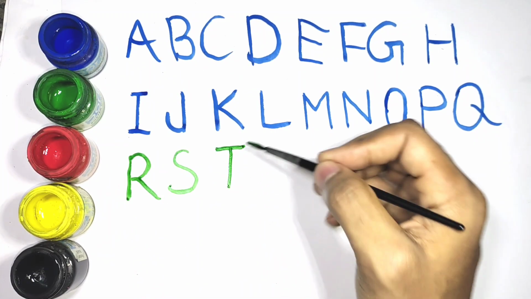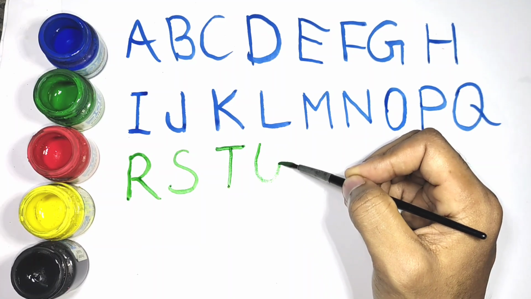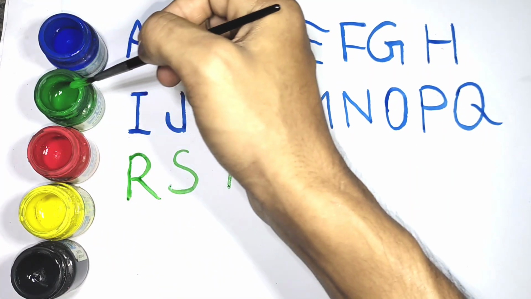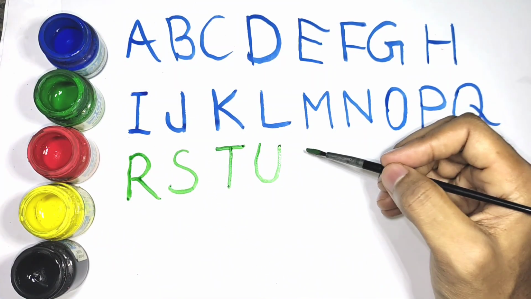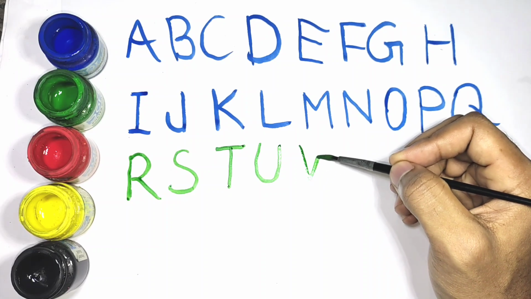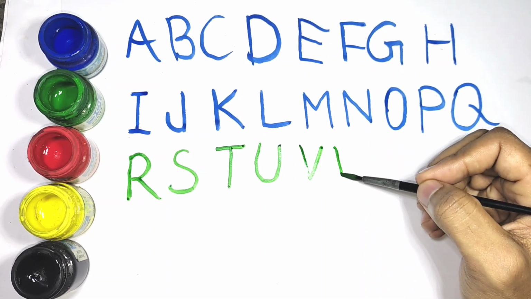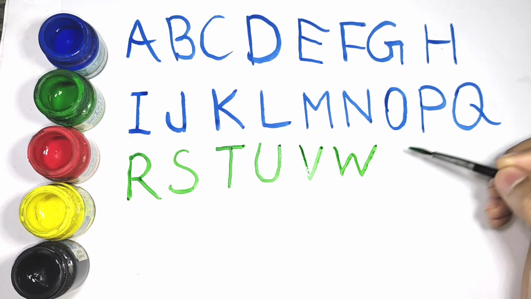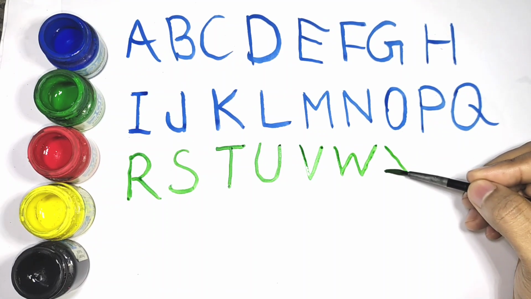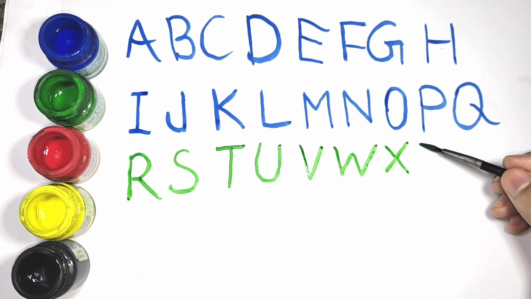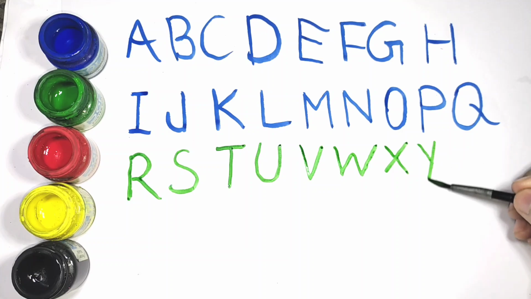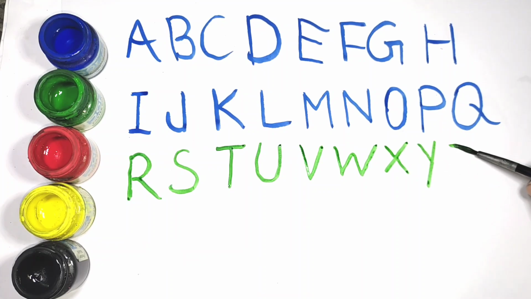Now we draw T. The next one is U. V for van. The next one is W. Now we draw X. X for Xmas tree. Now we draw Y and the last one is Z. Today we draw capital letter alphabets and numbers.